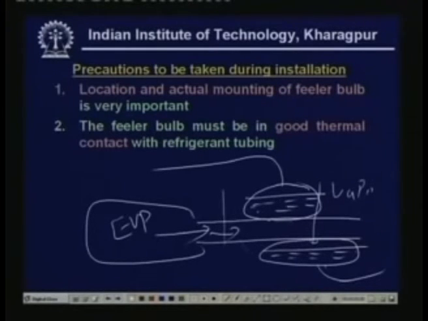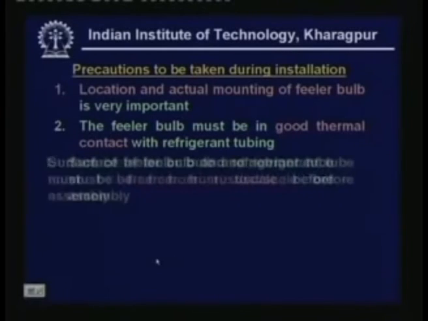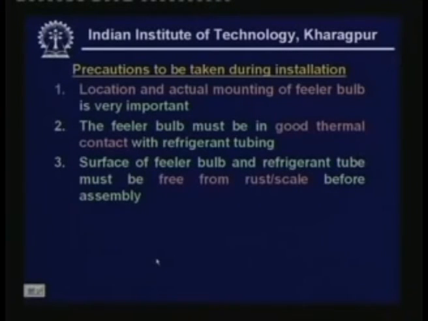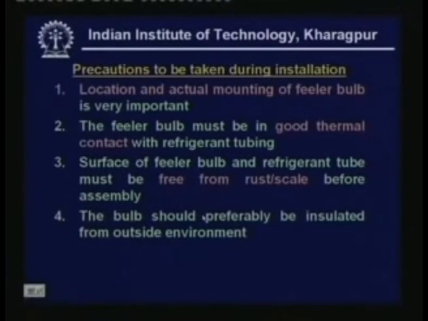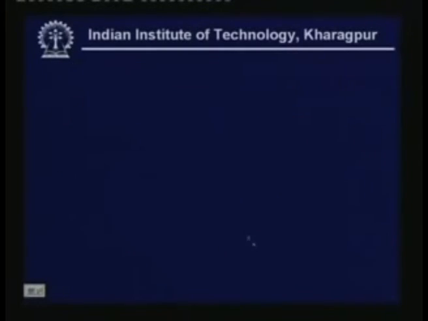And there must be some good thermal contact between this, otherwise the temperature here and temperature here will be different if there is no good thermal contact, okay. So there must be perfect thermal contact between the bulb and the refrigerant tubing. And surface of feeler bulb and refrigerant tube must be free from rust scale before assembly, okay. A rust or scale will offer thermal resistance, again the temperature difference will be more, okay. So that must be avoided. And the bulb should preferably be insulated from outside environment, okay, for good sensitivity.